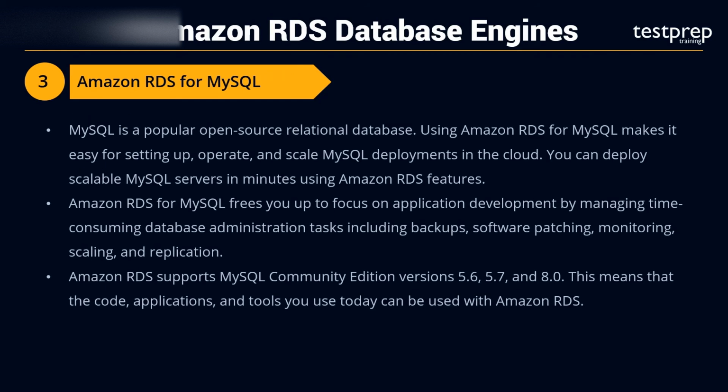3. Amazon RDS for MySQL. MySQL is a popular open-source relational database. Using Amazon RDS for MySQL makes it easy to set up, operate, and scale MySQL deployments in the cloud. You can deploy scalable MySQL servers in minutes using Amazon RDS features. Amazon RDS for MySQL frees you up to focus on application development by managing time-consuming database administration tasks including backups, software patching, monitoring, scaling, and replication.